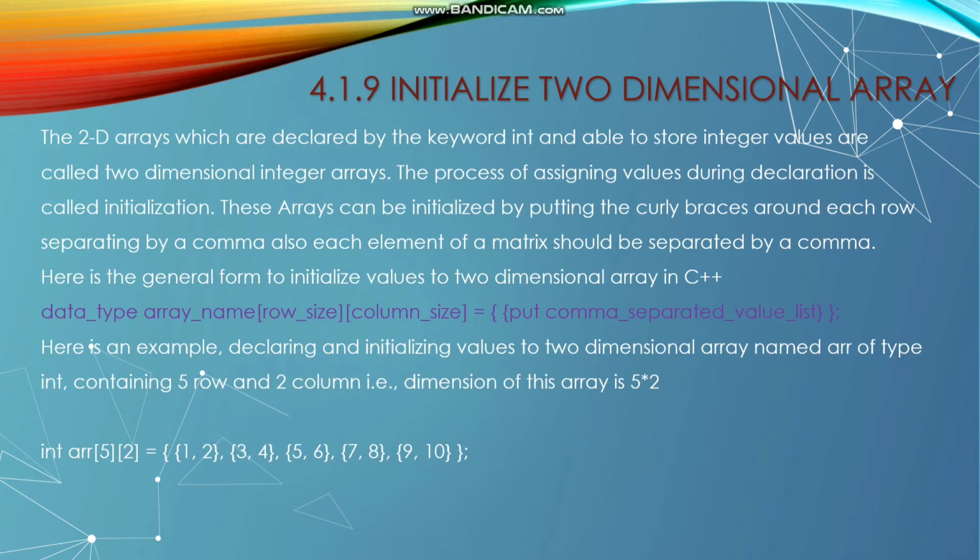Here is an example declaring the initialized values to a two-dimensional array named ARR of type integer containing 5 rows and 2 columns. The dimension of this array is 5 times 2. Here we used an example: integer is the data type, array name we used ARR, row size is 5, column size is 2, and we separate the rows and columns here. Here is the example: 1 and 2, 3, 4, 5, 6 and 7, 8, then 9, 10. We can see 5 times 2 becomes 10 elements here. The size becomes 10.